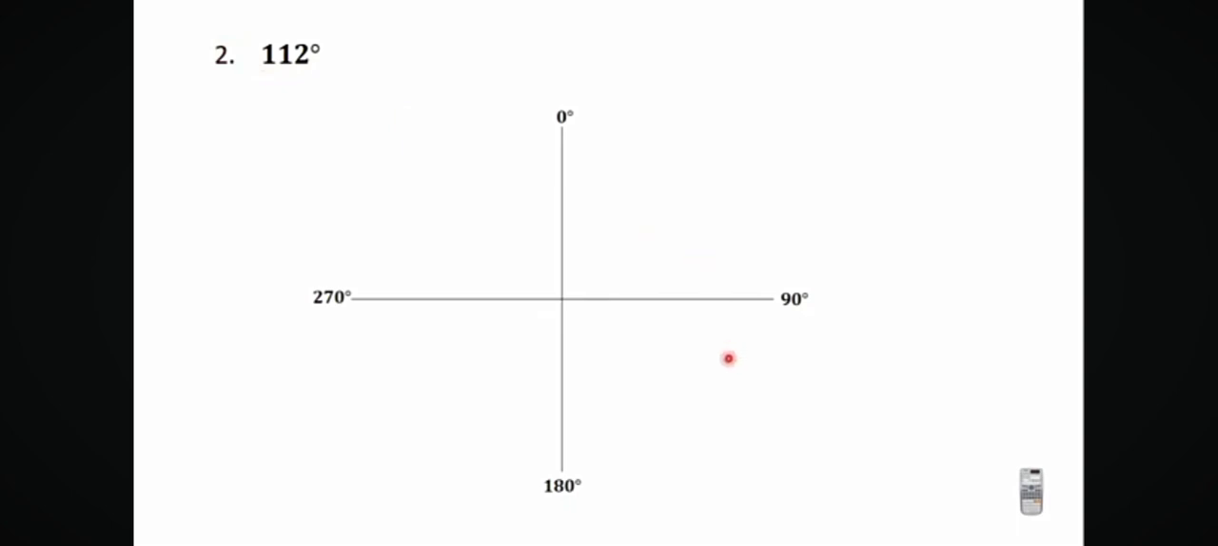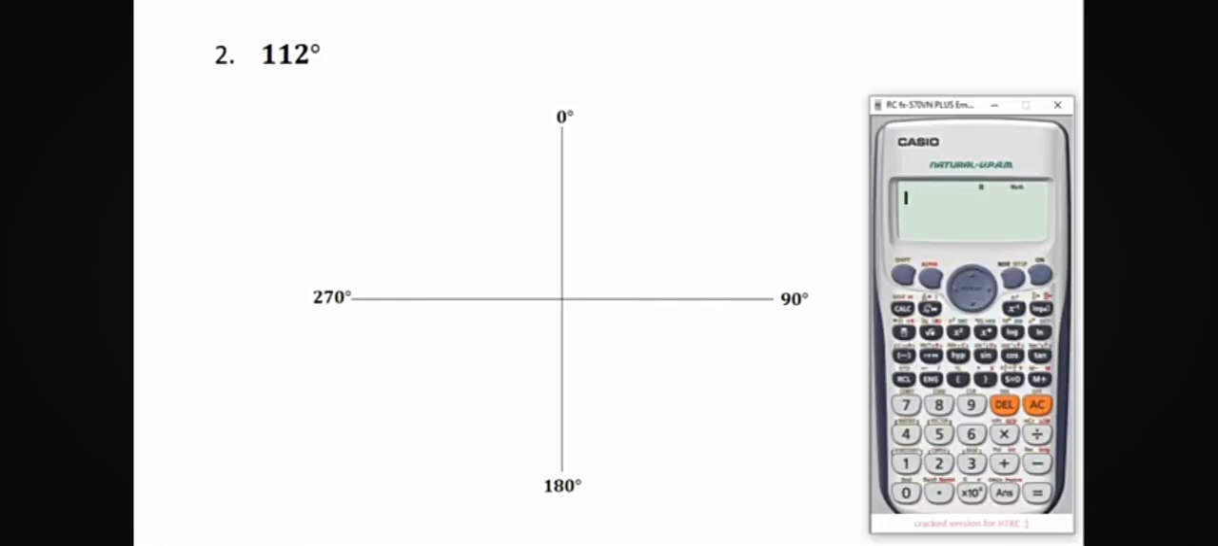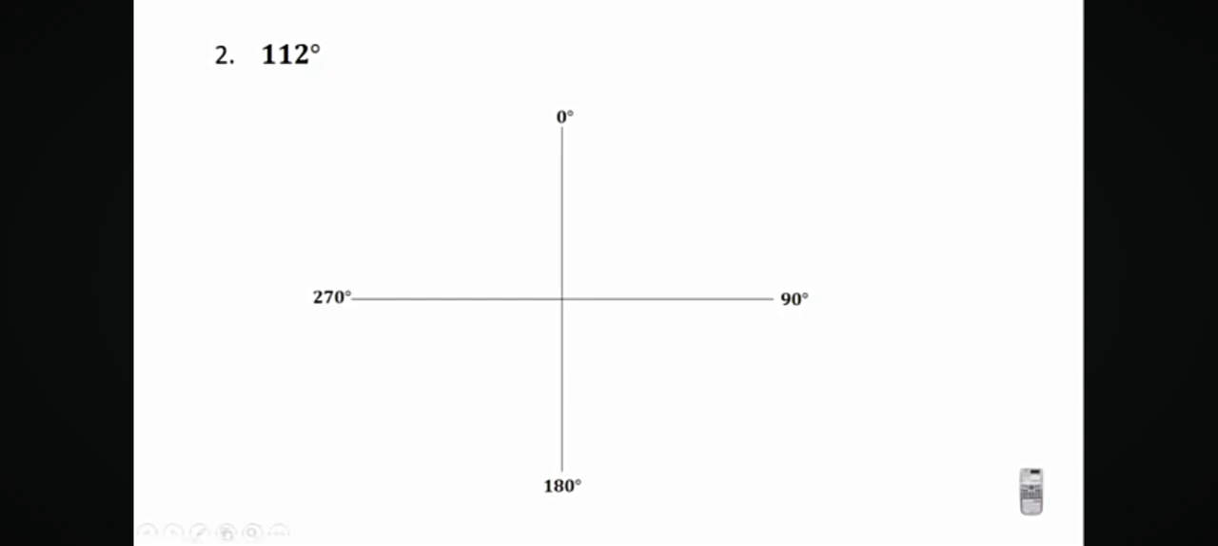And to do that is very, very simple. We subtract 90 degrees from the angle that has been given to us. So it's going to be 112 degrees minus 90 degrees, and that is going to give us 22 degrees. What that means is that if we add 22 degrees to 90 degrees, you're going to get 112 degrees.